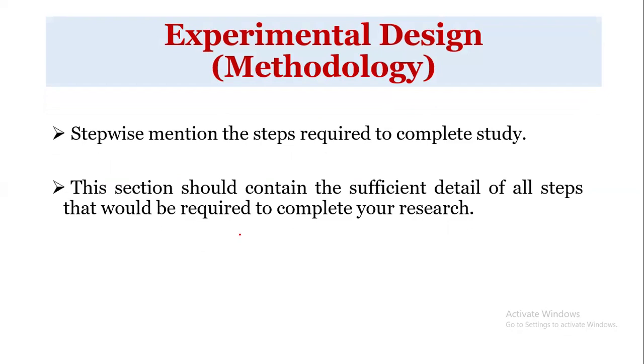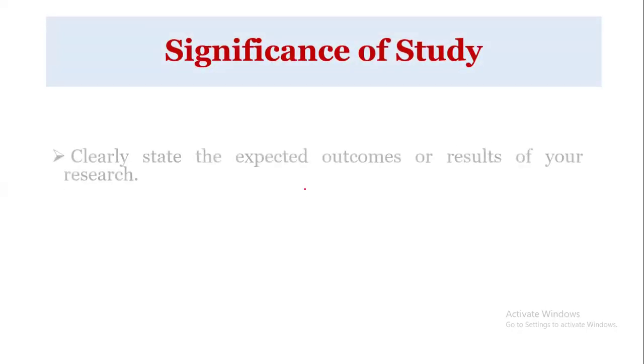So you will have an outline, you will have a workflow of the key steps which are crucial for recombinant characterization and purification of a particular protein. So, experimental design must include the complete details of the steps. Okay, the next section is significance of the study.